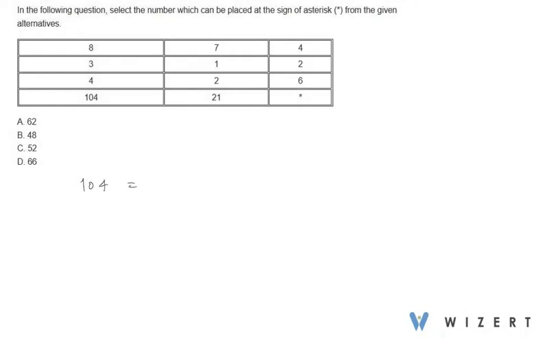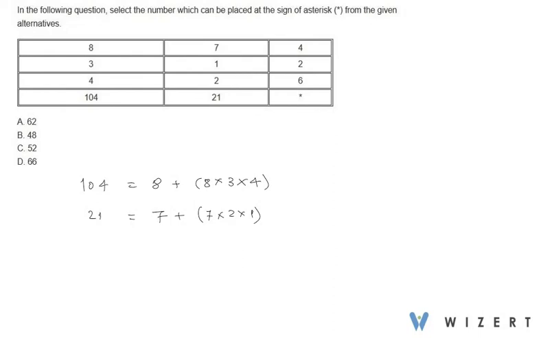104 is equal to 8 plus 8 into 3 into 4. So that is equal to 8 3s are 24, 24 4s are 96, 96 plus 8 is 104. Similarly, in the second column, we can say 21 is equal to 7 plus 7 into 2 into 1. So 7 2s are 14, 14 plus 7 is 21.